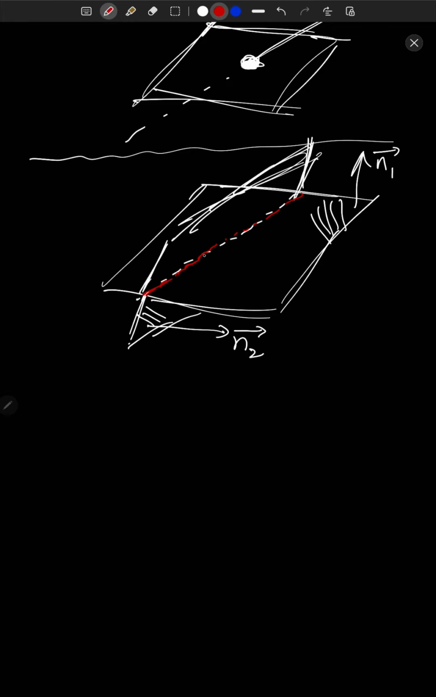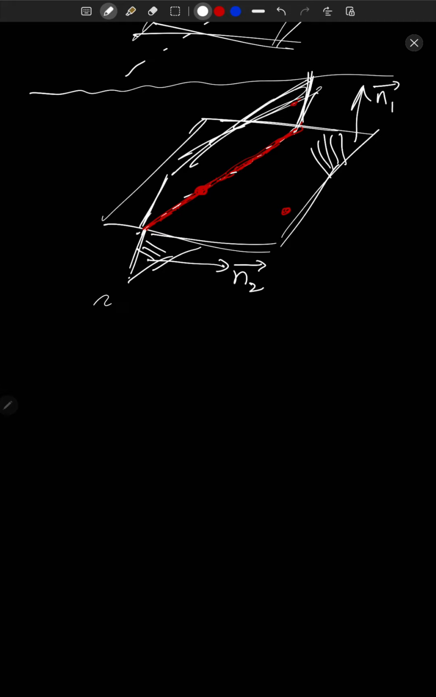So again, same idea as the previous problem. The idea is that this red line here lives on both planes, right? So every point on this line lives on plane number one, and it lives on plane number two. So it satisfies the equation for plane number one, and it satisfies the equation for plane number two, right? So you need to solve for a point that lives on both planes. So you need to solve the two equations of the planes simultaneously, okay?